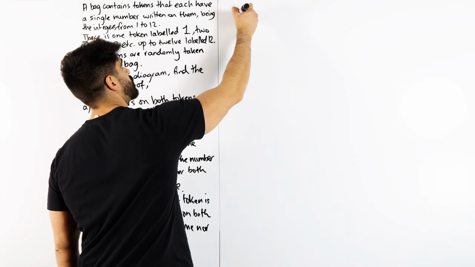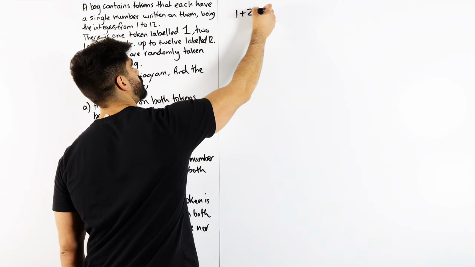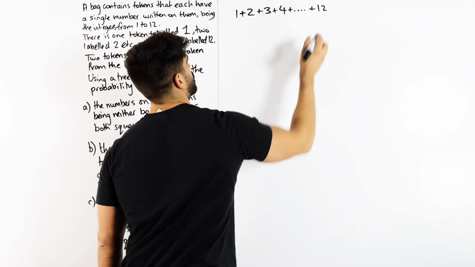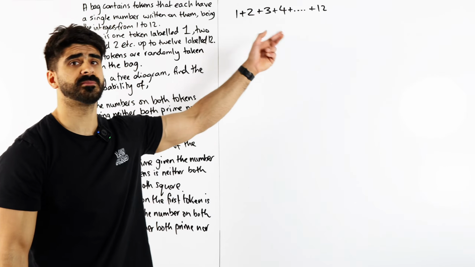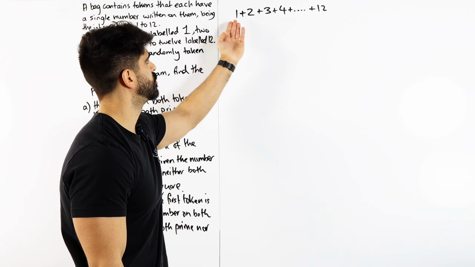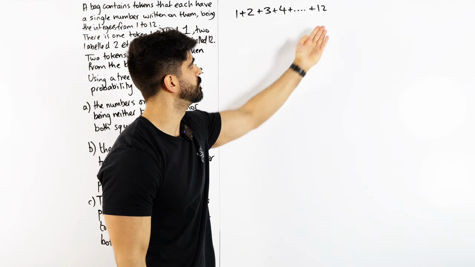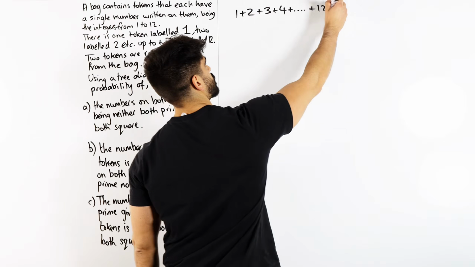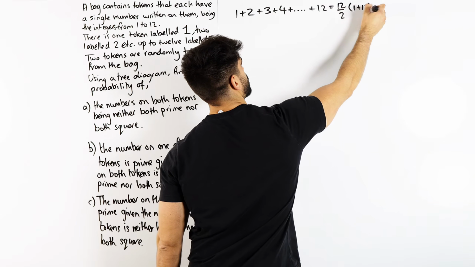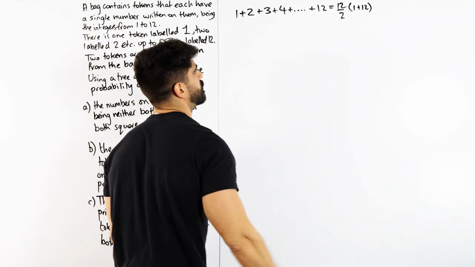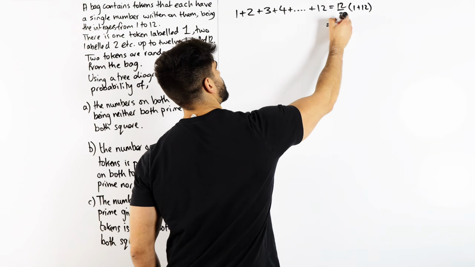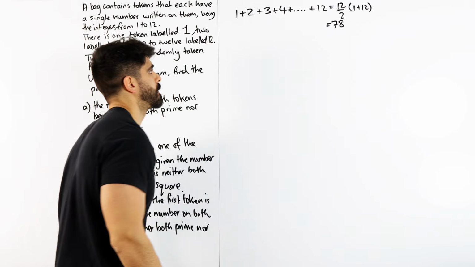So we have one token labeled 1, 2 with 2, 3 with 3, 4 with 4, all the way up to 12. There's 12 terms here. You could use n over 2 (2a plus (n minus 1)d), or we could use the easier n over 2 (a plus l). So that total is going to be 12 over 2 times (1 plus 12), which is 6 times 13, 78. So we have 78 tokens.